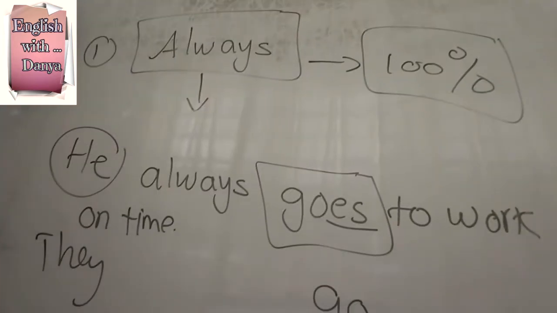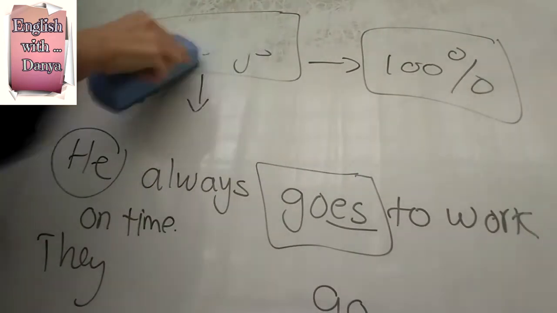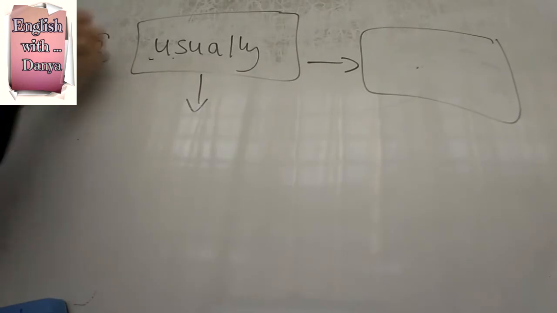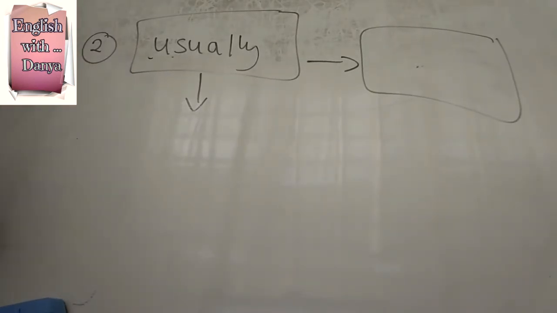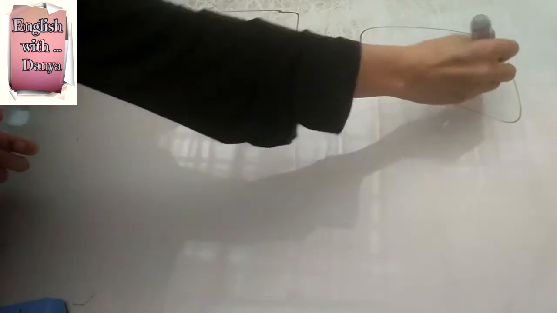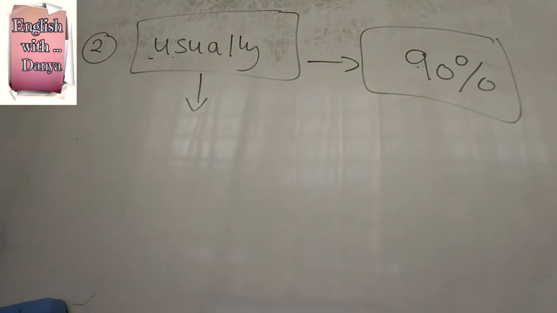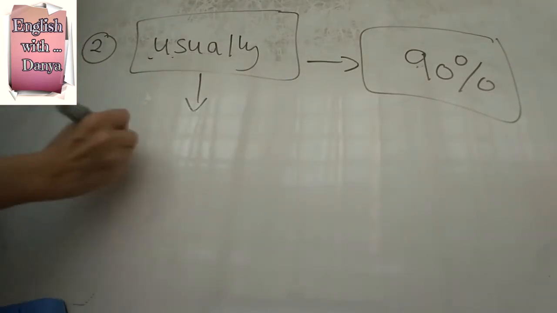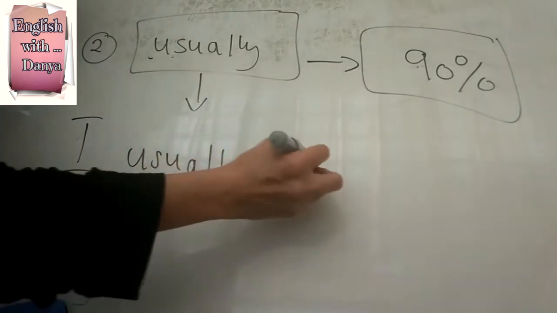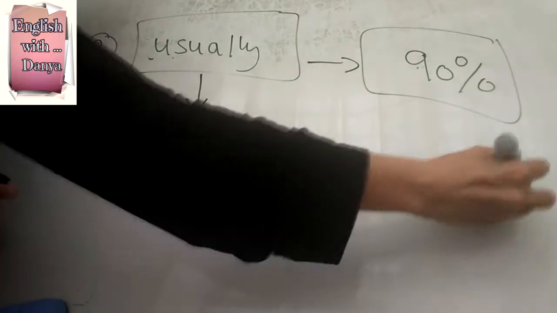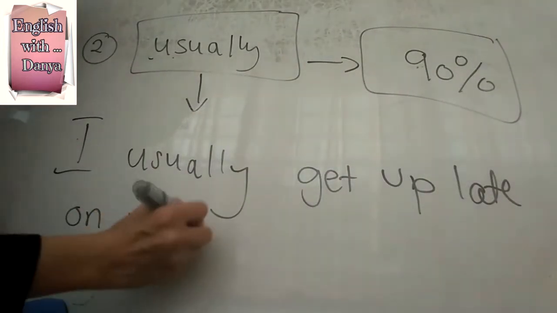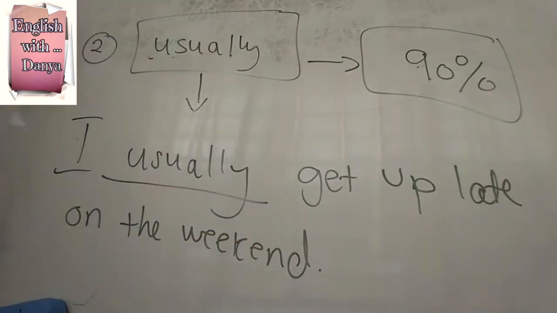Now let's look at the next adverb. The next adverb is usually. We use usually to talk about something that you don't do every day. So it can be only 90%. When I say, for example, I usually get up late on the weekend, we use usually if you want to talk about something that you do maybe once a week, or maybe 2 or 3 times a month, but not every day.